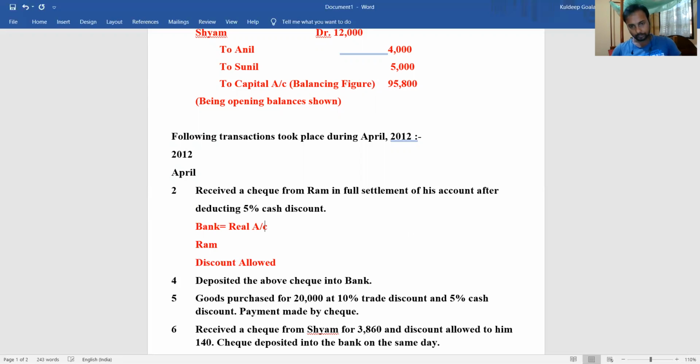So you can take a real account, but if you want to take the name of the bank, since it is a bank name, you want to take a personal account, then you can do accordingly. It will not be a mistake. Okay, it will be correct. So bank is a real account. Sorry, check is a real account.